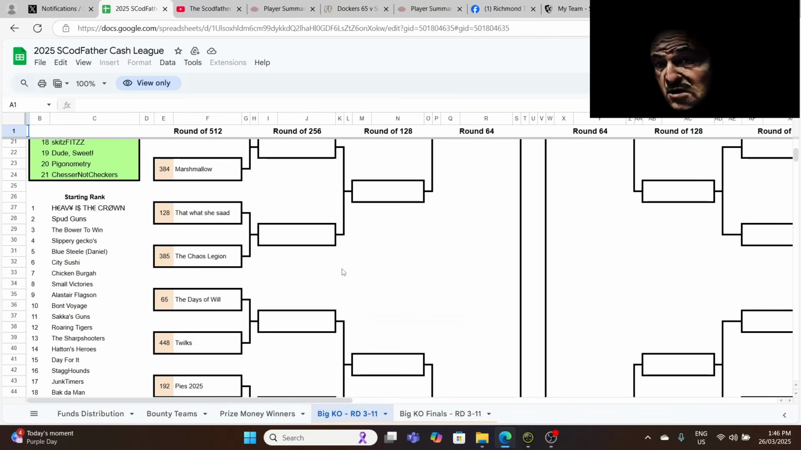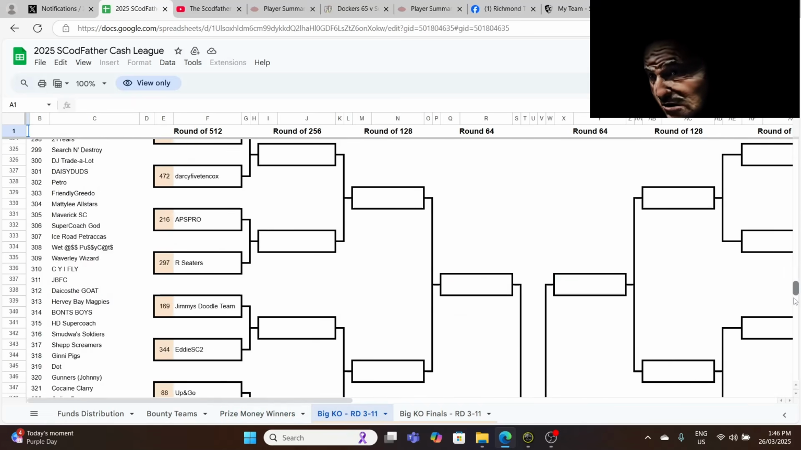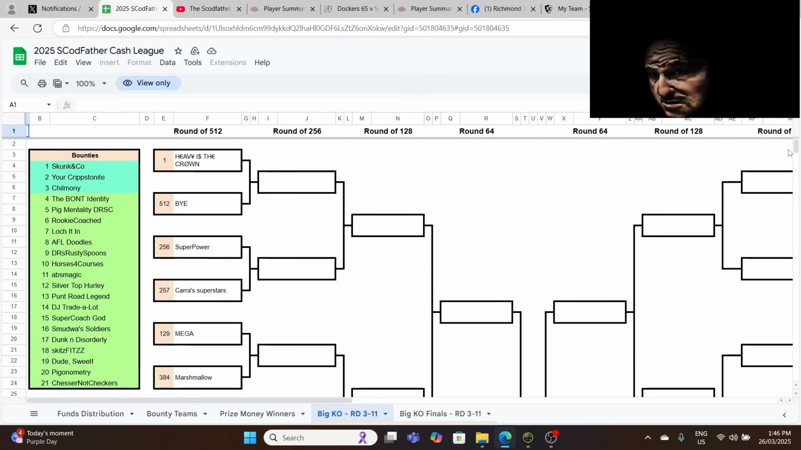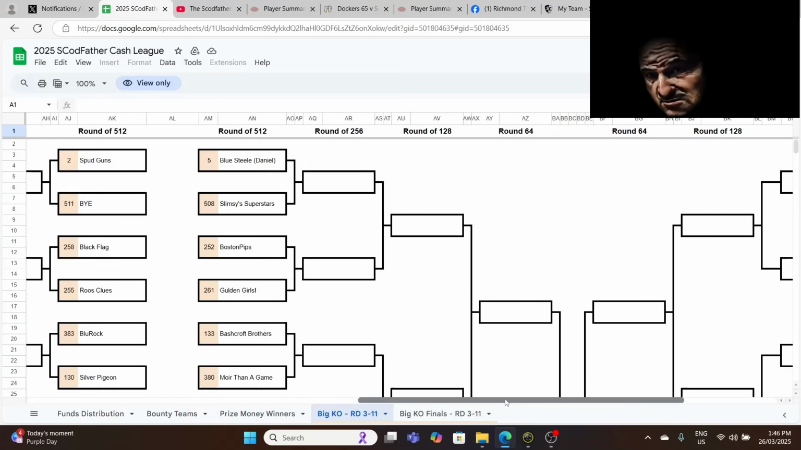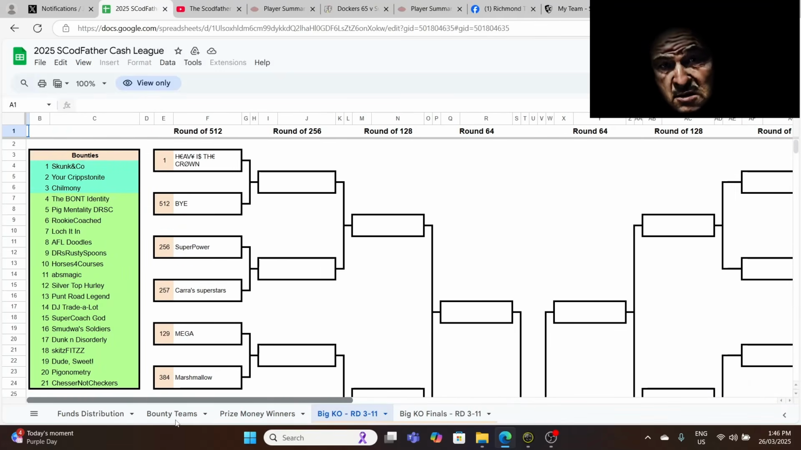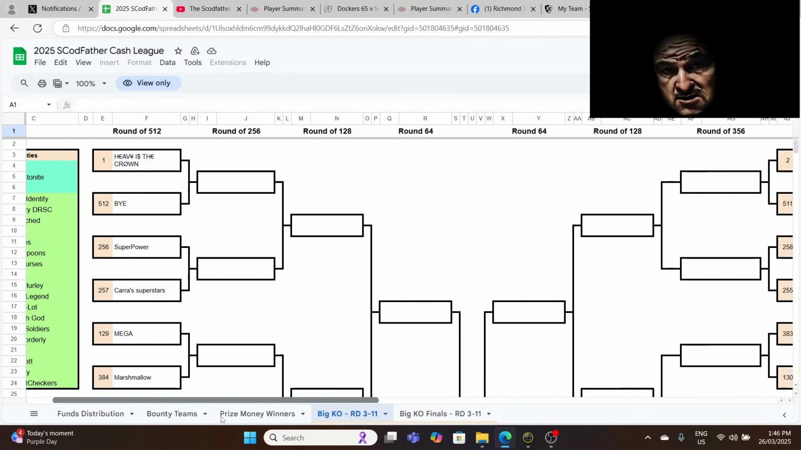Now, on the right hand side, all right, there's this little sidebar. You can go up and down. All right, that's a sidebar that goes up and down. On the bottom here, there's a sidebar that goes left to right. Okay, so because this tournament's got 512 teams, it's got a lot of matchups.